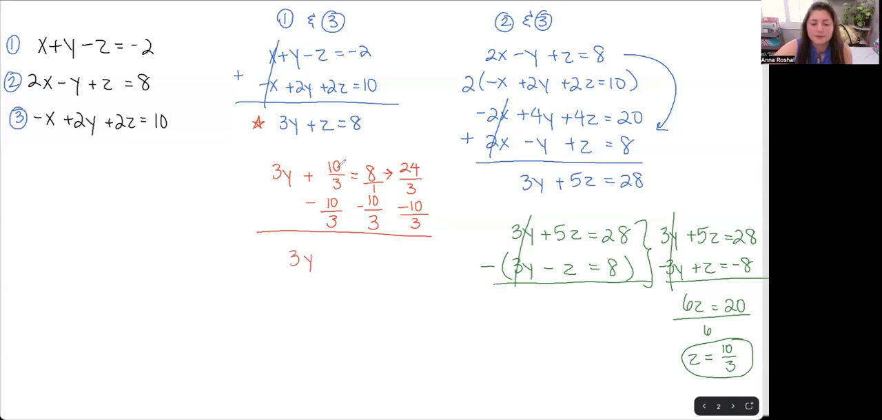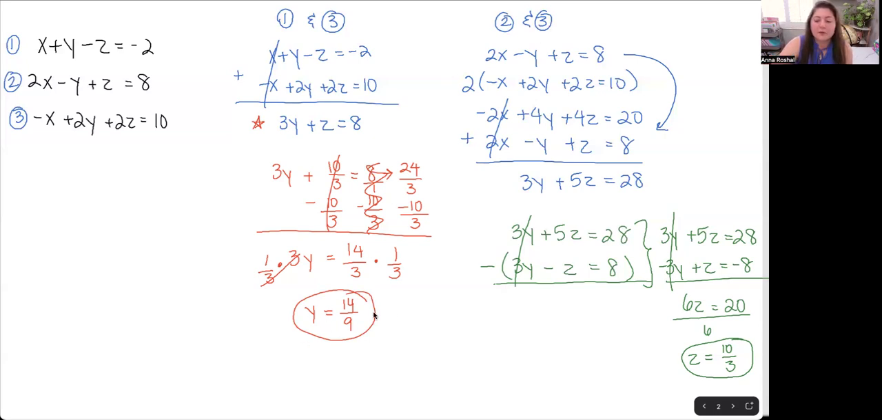So 3y, that will cancel. And then this is no more because we've changed it into different fractions. So this will be 14 over 3. And then in order to eliminate this 3, I can multiply both sides by 1/3. And I get y is 14 over 9. Another gross number, but definitely doable.